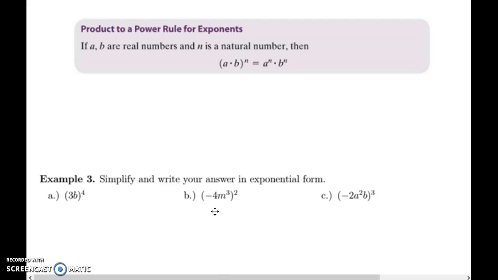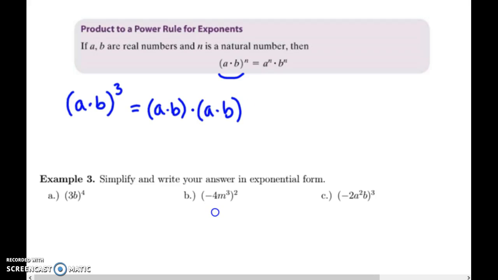All right, one more rule we're going to learn in this video is the product to power rule for exponents. If you have two things multiplied together for your base, you can think of it as distributing the exponent to each of those factors. So let's go with A times B, and let's look at it to the third power. Because of what an exponent is, we know this is A times B times itself 3 times.